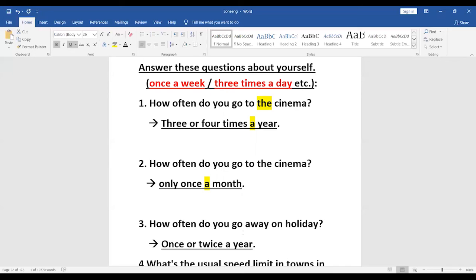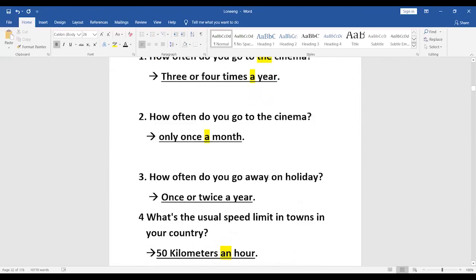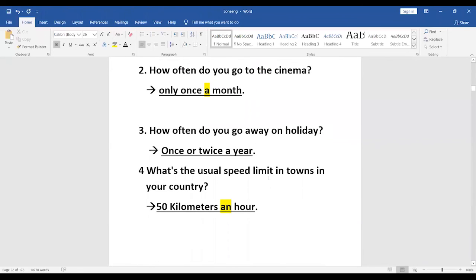Okay, the second one is, so in a year, I'm being very, very... I'm not being specific. I'm just saying a common thing. Okay, so I'm just saying like it's not important. That is the reason why I'm using a here. Okay, how often do you go to the cinema? And here I'm just saying a month, once a month. Okay, only once a month. And because I do not want to make it very specific, I'm using a here.